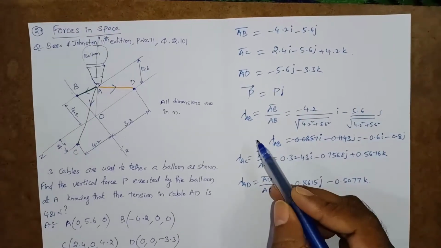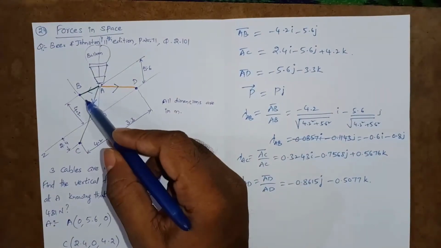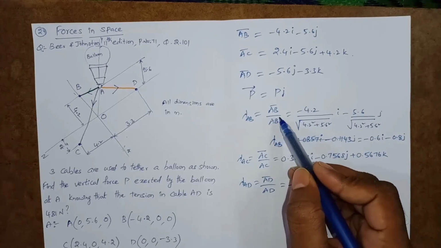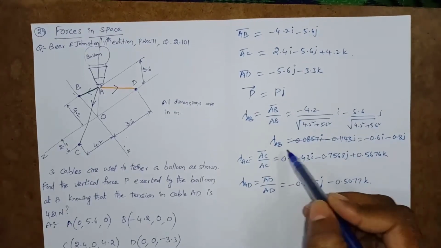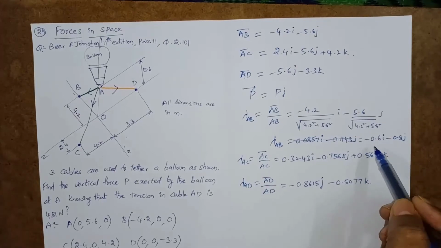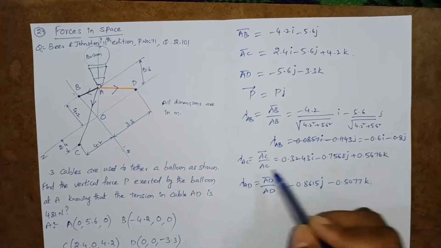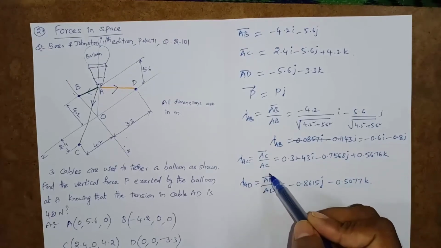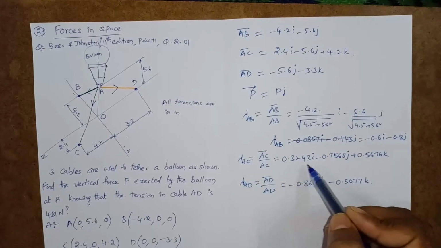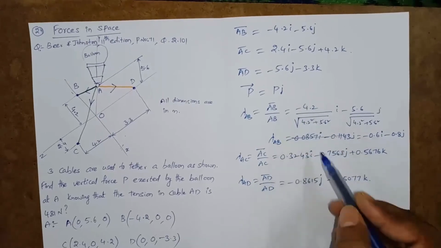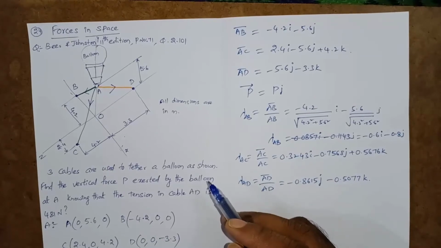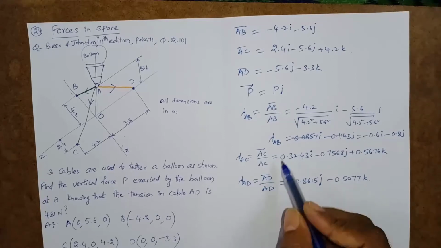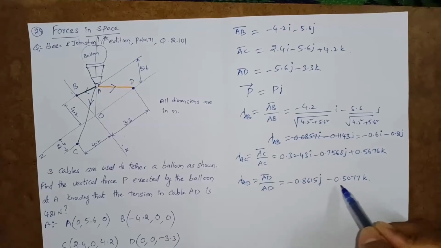So here the unit vector along A to B direction is lambda AB, equal to AB bar by the magnitude of AB bar, that is AB. Then we get lambda AB is equal to minus 0.6 I cap minus 0.8 j cap. Similarly, the unit vector along AC is AC bar by AC, and we get the value as given here. Same is the case for the unit vector along the line AD, lambda AD equal to AD bar by AD, and when simplifying we get this unit vector.